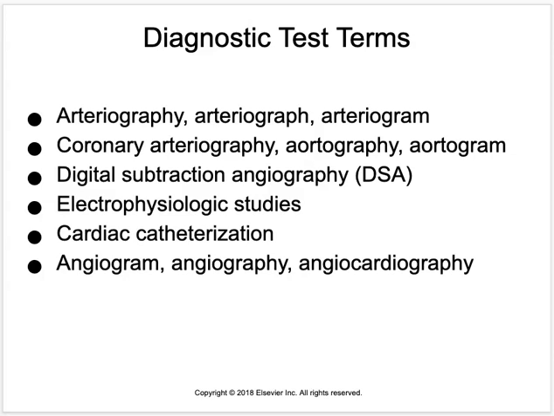Then we have electrophysiologic studies. This is where they would use the electrode catheters to pace the heart and identify rhythm disturbances of the heart. So electrophysiologic studies is going to have the electrode catheters on the chest, and they're going to pace the heart and then identify any rhythm disturbances of the heart.